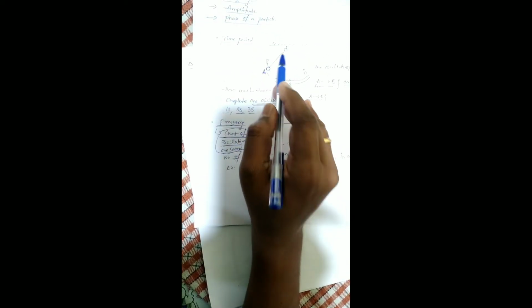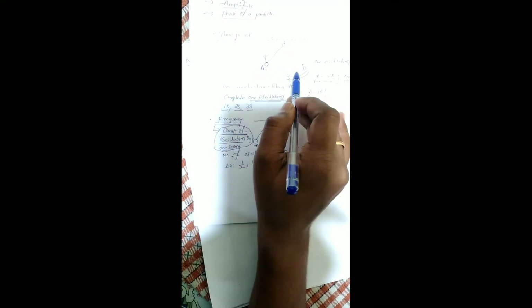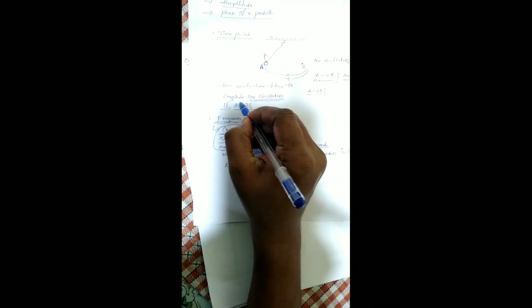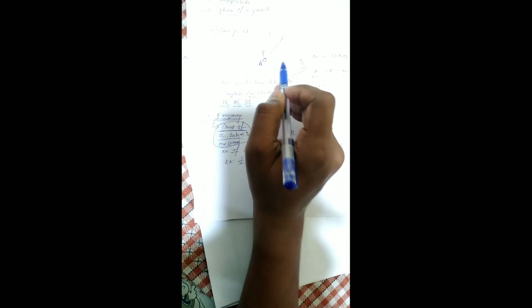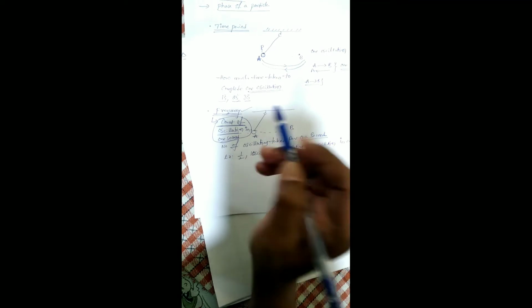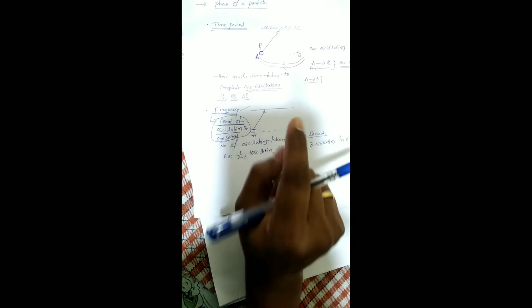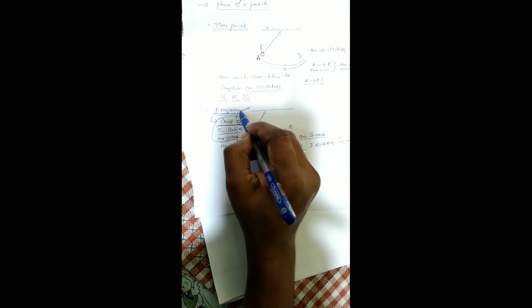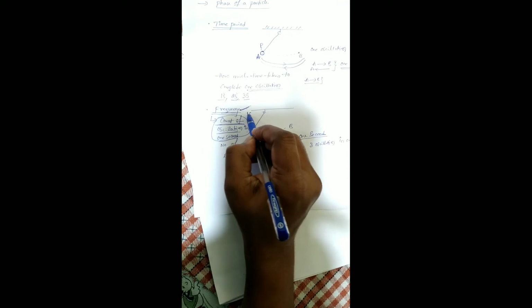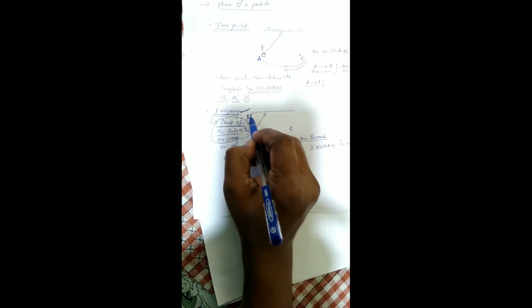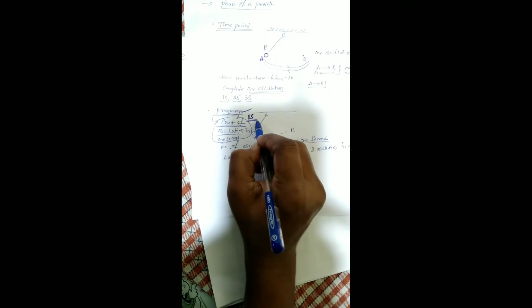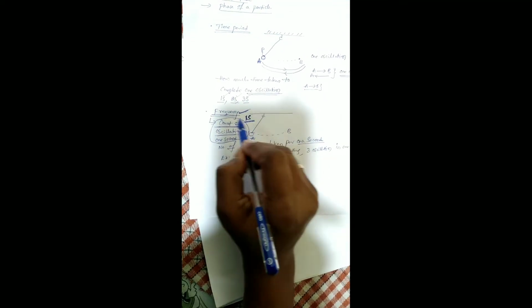Time period means the time taken to complete one oscillation, maybe 1 second, maybe 2 seconds, maybe 3 seconds. Frequency means within 1 second, how many oscillations take place? Here we have to consider only 1 second.